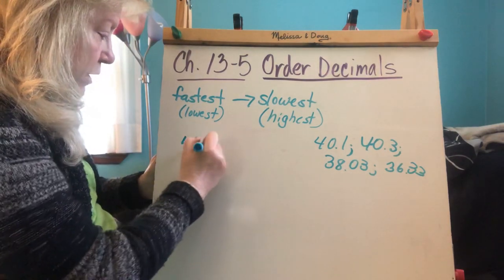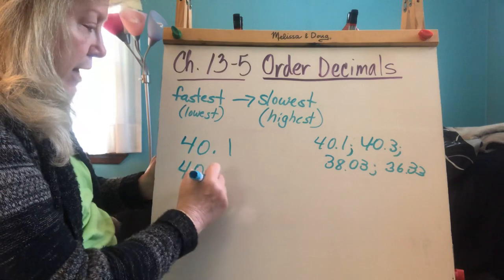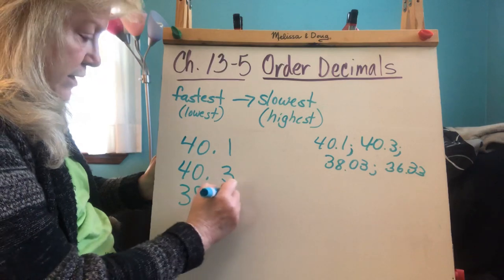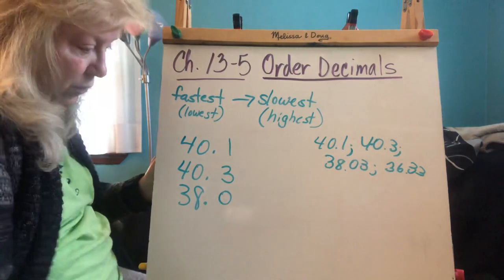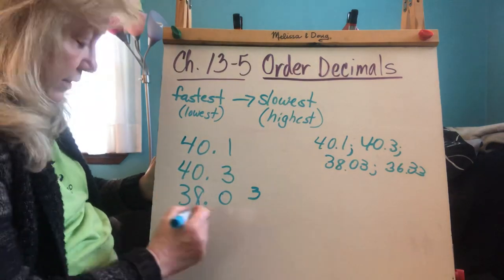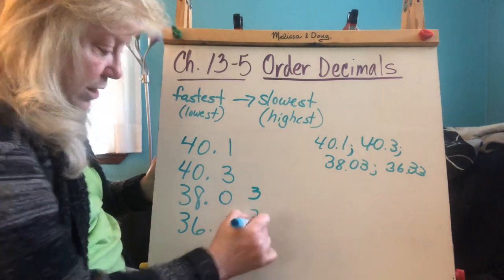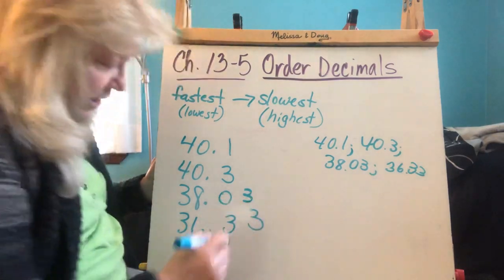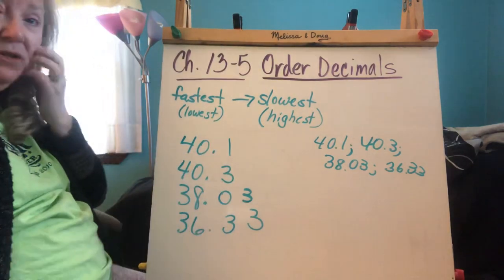So the first one is 40 and 1/10, 40 and 3/10, 38 and 3/100. Notice that this 3, I'm going to write it even a little further out, is in a separate column from the 0, the 3, and the 1 here. And then the last one is going to be 36 and 33/100. So I'm still not liking the way that 3 is. It's important that they're in columns so that you line them up by their decimal points.